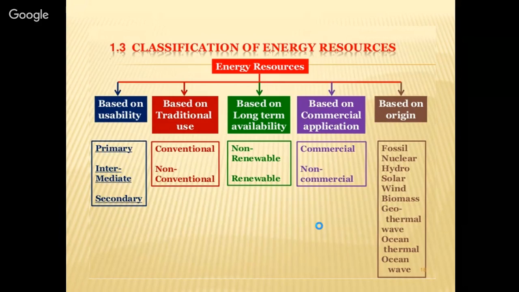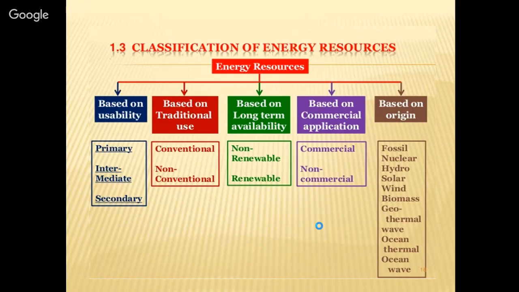Then we have intermediate resources. These are obtained from primary energy by one or more steps of transformation and are used as vehicles of energy. The third one is secondary resources based on usability. The form of energy which is finally supplied to a consumer for utilization is known as secondary or usable energy. For example, we have electrical energy, thermal energy, chemical energy. Some forms of energy may be categorized both in intermediate as well as secondary resources. For example, we have electricity and hydrogen.